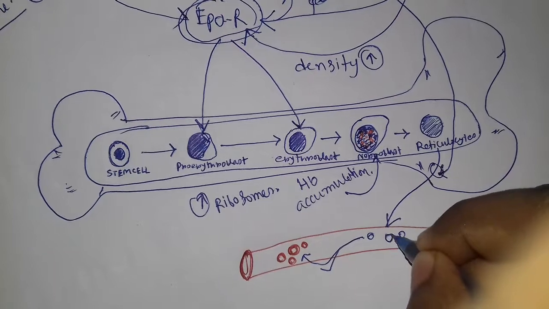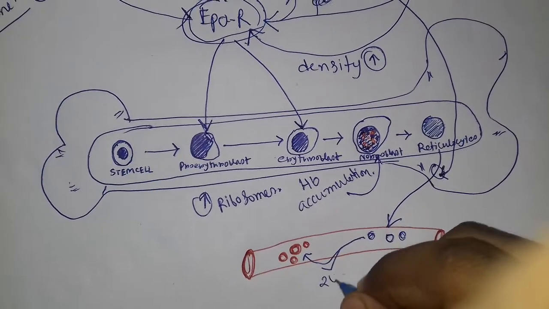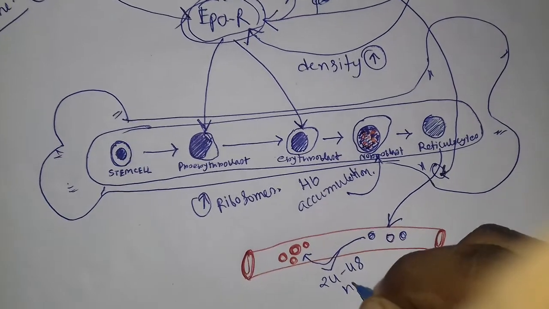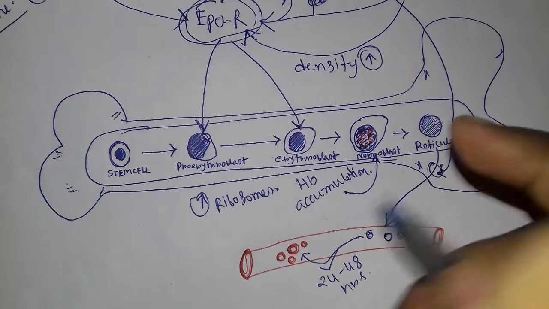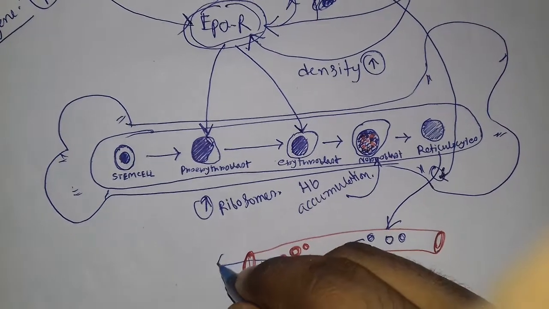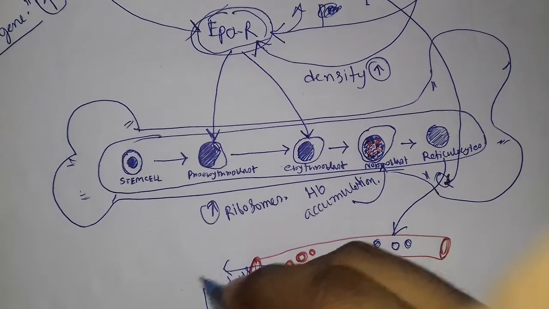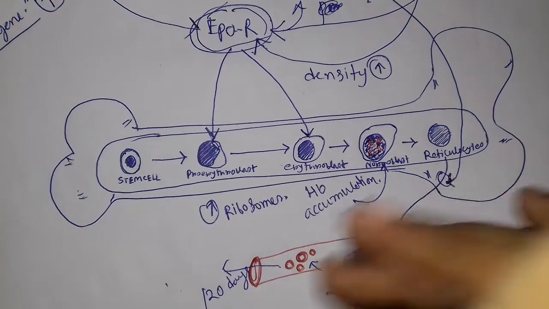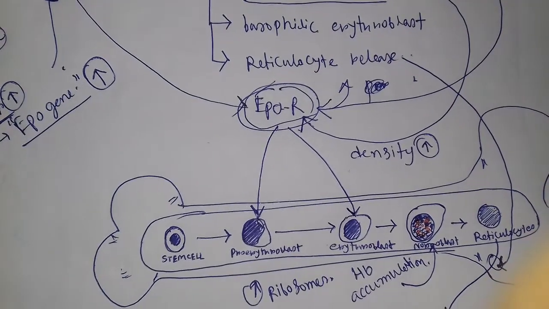So these reticulocytes, when they come into the circulation, within 24 to 48 hours get converted into the mature RBC, and they live for around 120 days and then they are dead. So these are the basic actions of erythropoietin.